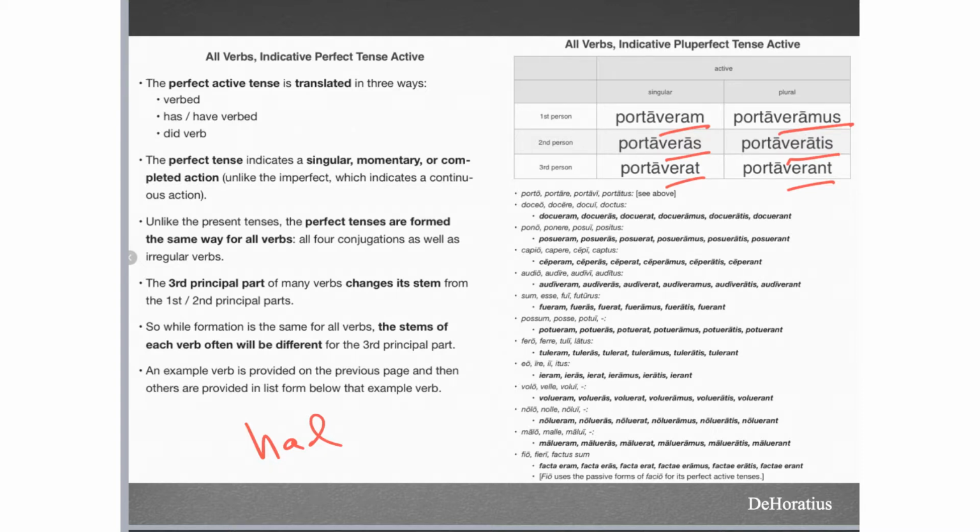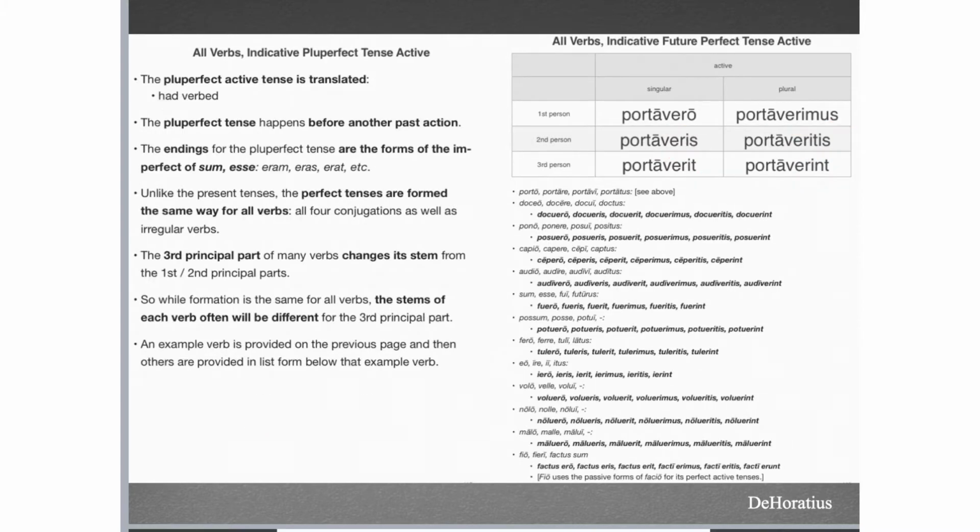As before, on the bottom here you have all conjugations plus irregular verbs done out in their pluperfect forms. But just like with the perfect, all verbs form the same way. It's the stem that often is different. Same thing with the future perfect. Perfect stem, third principal part minus the I, just a new set of endings: ero, eris, erit, erimus, eritis, erint. This is an erint, not an erunt. Normally you'd expect that I to change to a U before nt, but because the future perfect is relatively rare, they just keep the int.